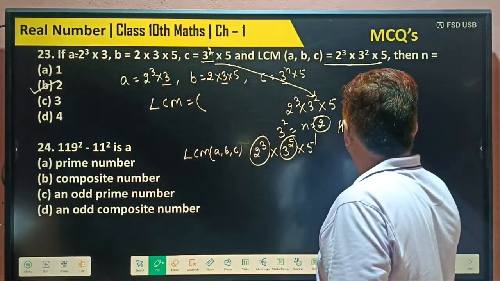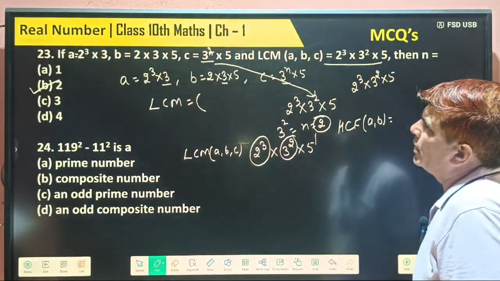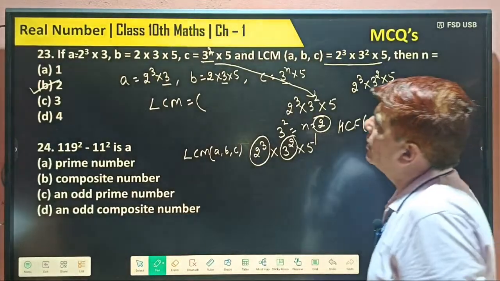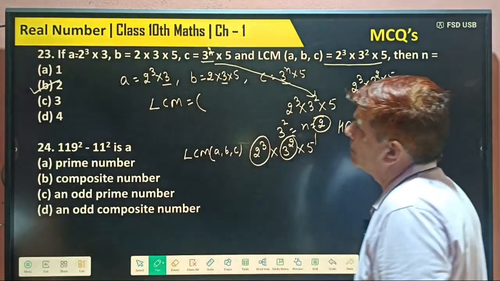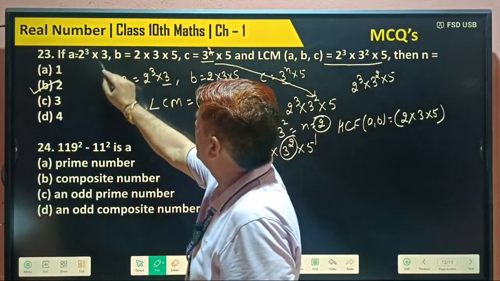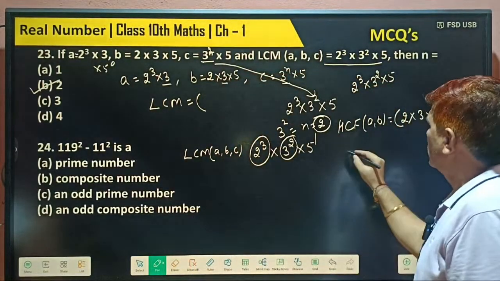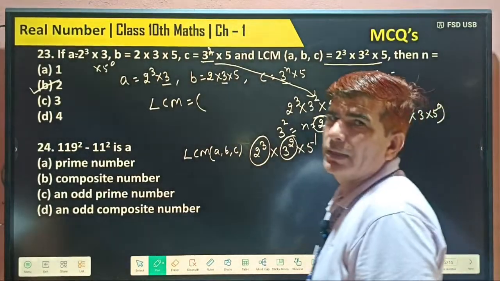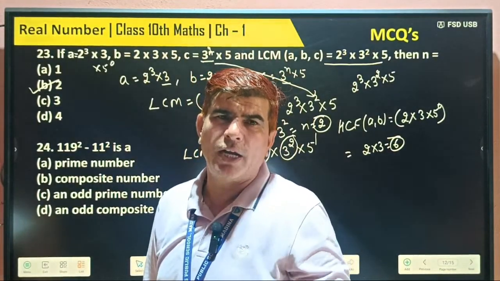HCF of A and B: minimum power. What's the minimum power of 2? 2. Understood? 3, 3 and 2, 5. Here 5 is not in this one, so we can write 5 power 0. So here also 5 power 0 is coming. So it means 2 into 3, which is 6. That's the HCF. HCF means the minimum power of each prime number.